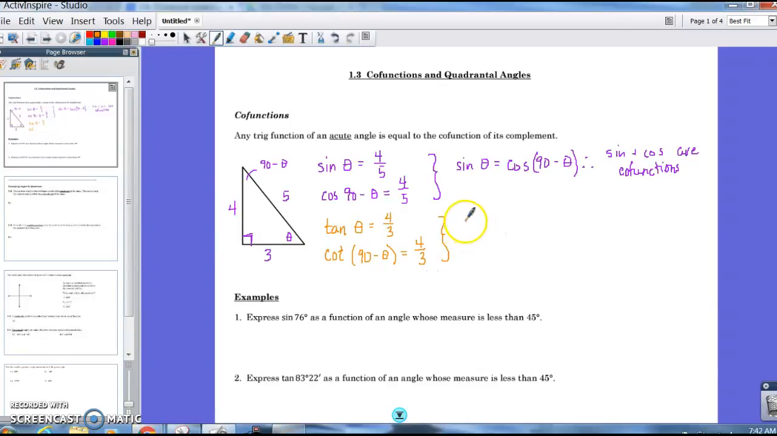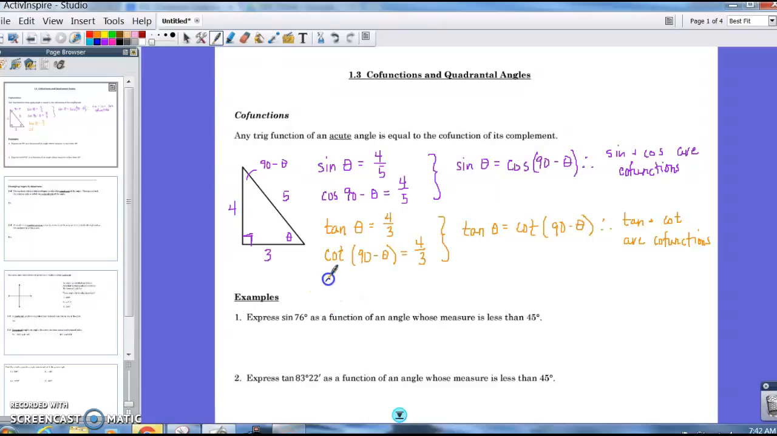And so we can then say that the tangent of theta is equal to the cotangent of 90 minus theta. Therefore, tan and cotan are cofunctions. Hopefully you're seeing the trend here. Sine and cosine are cofunctions. Tangent and cotangent are cofunctions. I'm sure you can guess what I'm going to do for the next one.